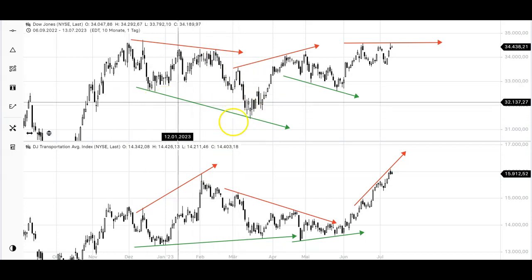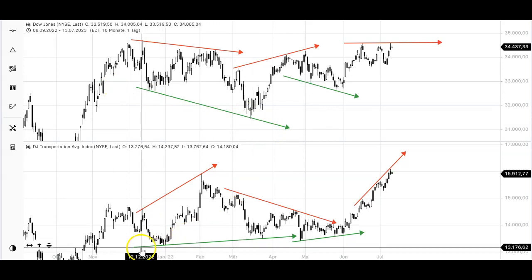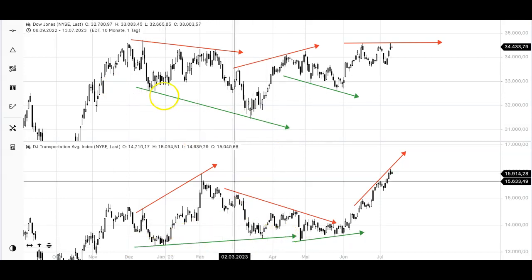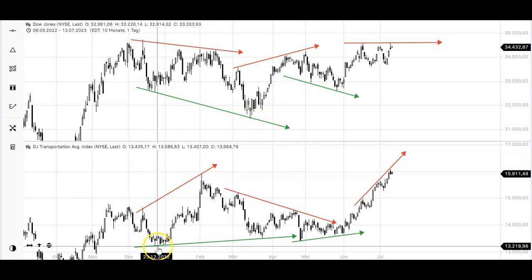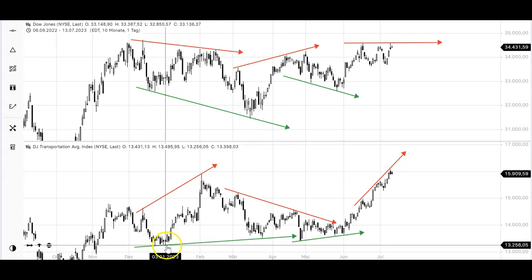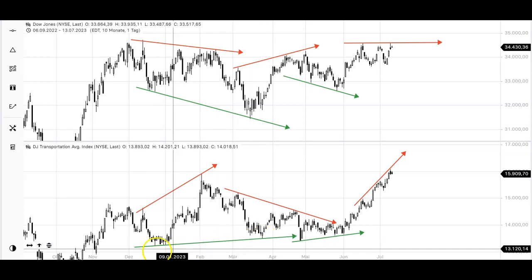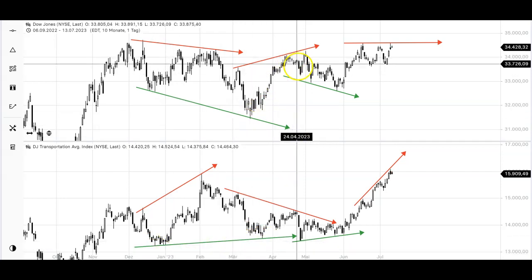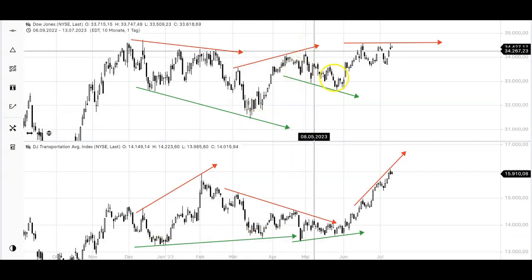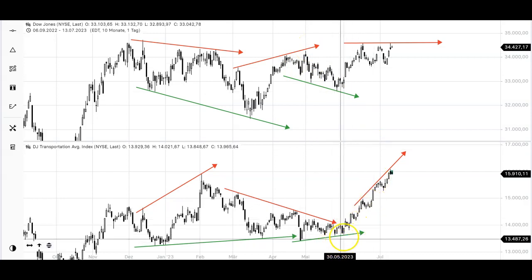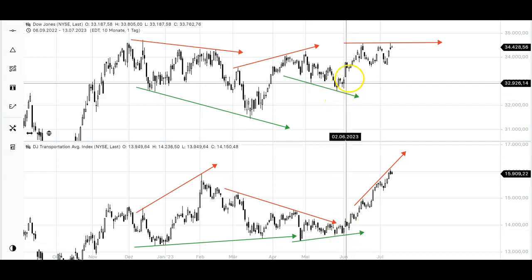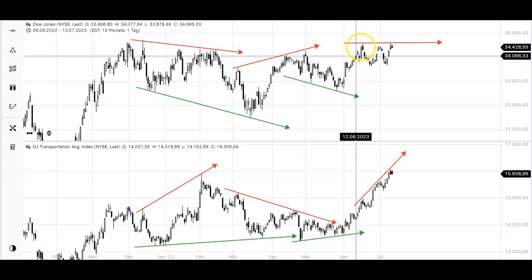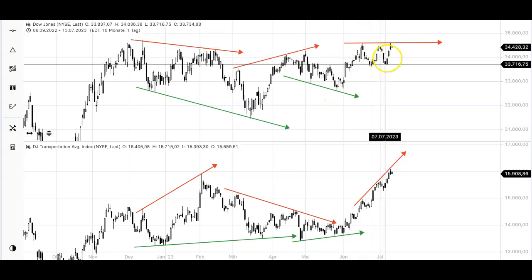And the other way around, the green ones are like positive divergences. So here we made a low, we made a lower low, and the transportations did exactly the opposite. We made a low and a higher low, and then the Dow Jones Industrials actually popped to the upside. And right now, the transportations keep making new highs since the beginning of June. The Dow Jones also kept making new highs, but now it basically topped out in that double top.